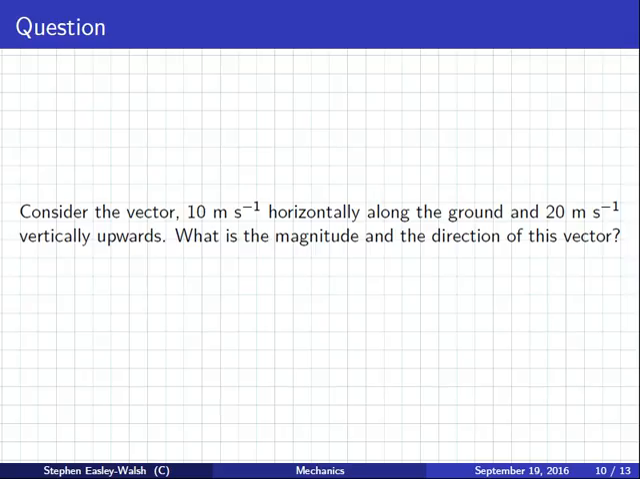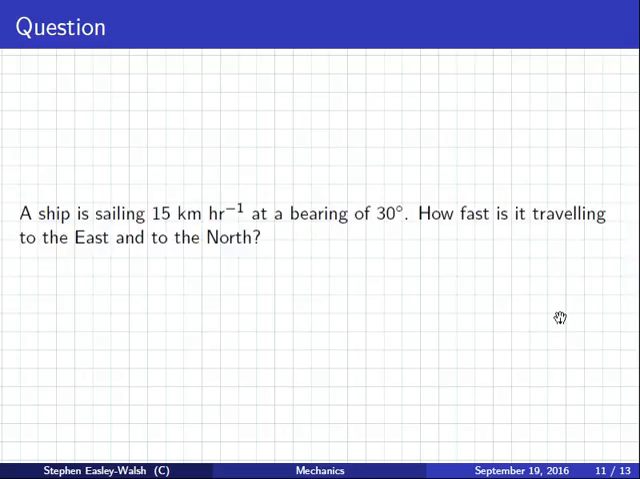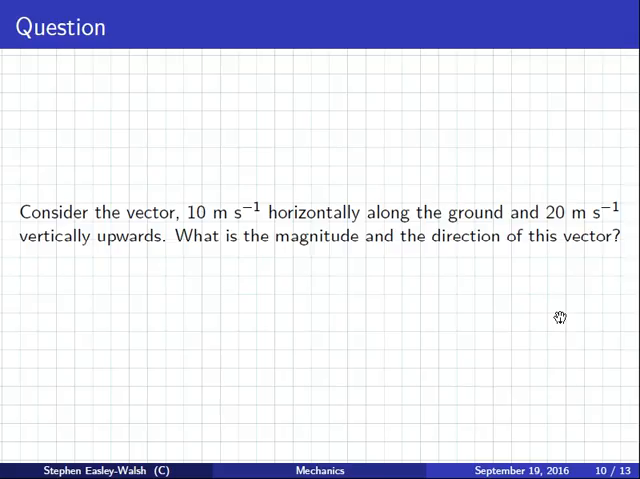Right. So we have 2 examples. I think I'll let you try it, and then I'll do it. So the first one is 10 meters per second horizontally along the ground and 20 meters per second vertically upwards. What is the magnitude and direction of this vector? So it's 10 and 20. What's the magnitude and the direction, the angle?